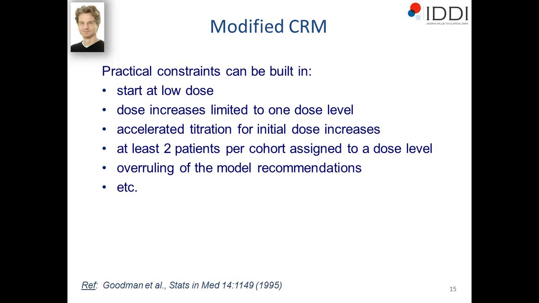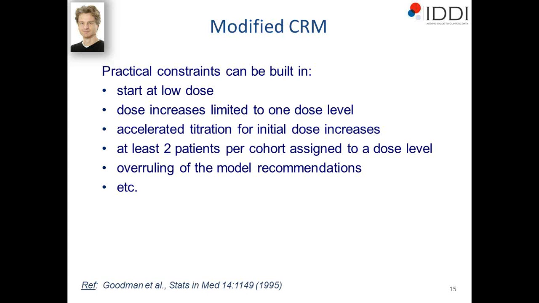If you want to start at low doses but you want to go quickly through them, you can have schemes which are called accelerated titration, where in order to go through the initial doses quickly, you can increase the number of patients assigned to a dose level. Instead of doing this for each patient, you could assign 2 or 3 patients to the same dose, and in this way speed up the acquiring of the information for the model update.